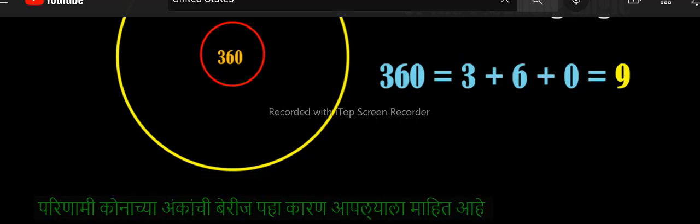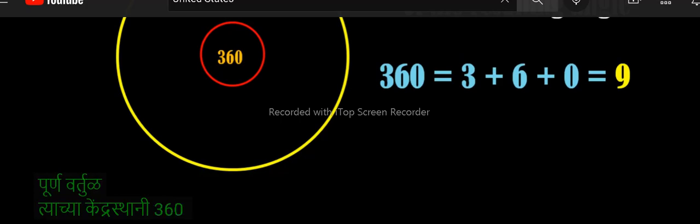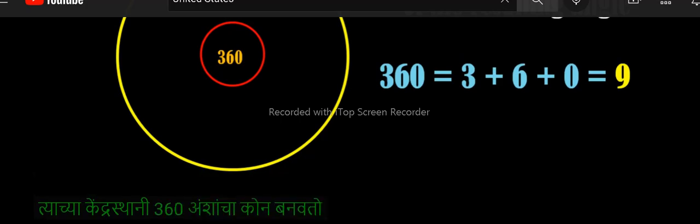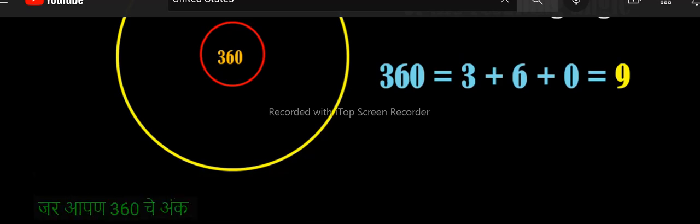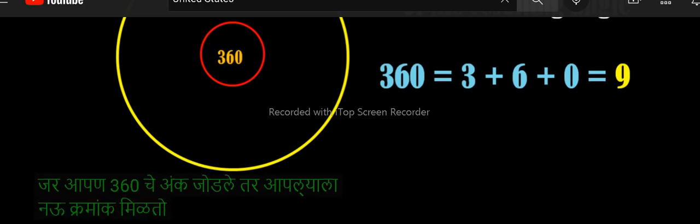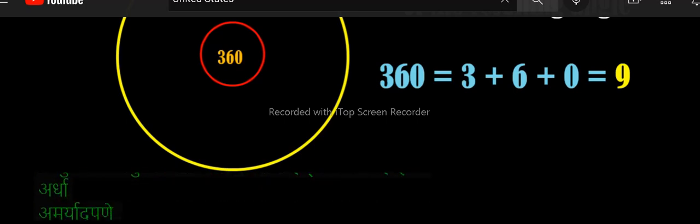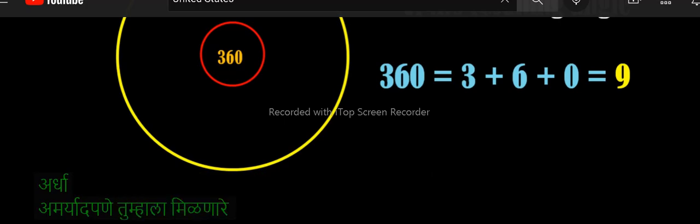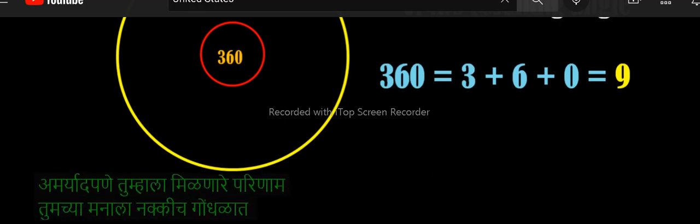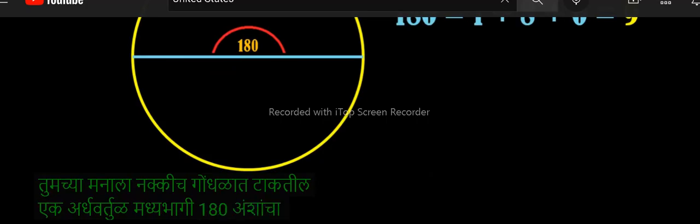As we know, a full circle makes an angle of 360 degrees at its center. If we add the digits of 360, we get number 9. But what will happen if we keep on dividing the circle in half infinitely? The results that you will get will definitely boggle your mind. A semicircle makes an angle of 180 degrees at the center, which again adds up to 9.